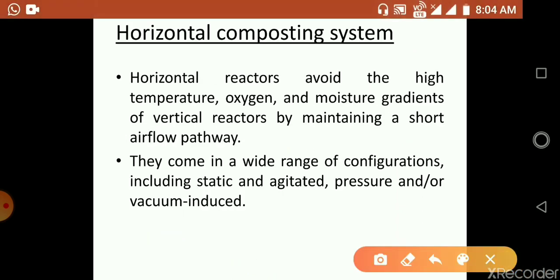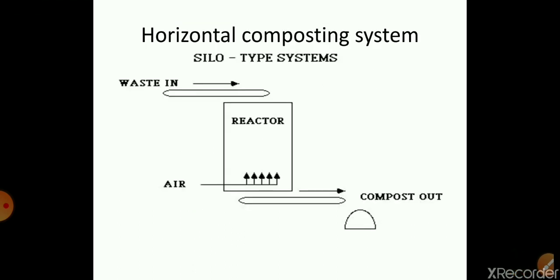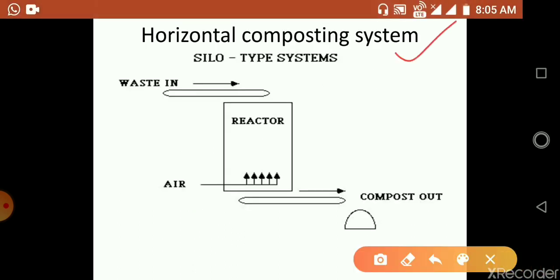Now the horizontal composting system. It avoids the high temperature, oxygen and moisture gradients of the vertical reactor by maintaining a short airflow pathway. They come in a wide range of configurations, including static and agitated, pressure or vacuum induced. In the horizontal composting system, the waste enters from the top and the compost is collected from the bottom, and air is also induced into the system.